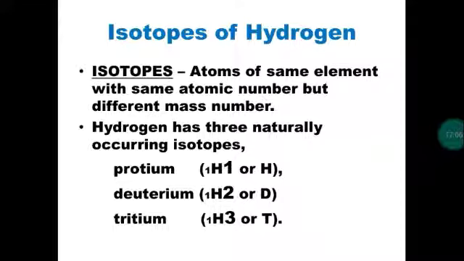So with this, we have completed the position of hydrogen in the modern periodic table. Next, we move into isotopes of hydrogen. As we know the definition of isotopes, atoms of the same element with the same atomic number but different mass number are called isotopes. We consider hydrogen.